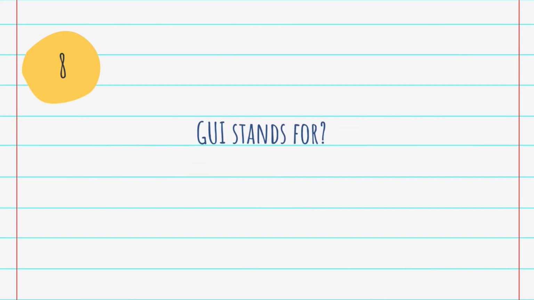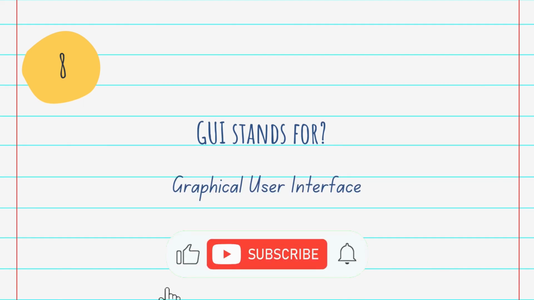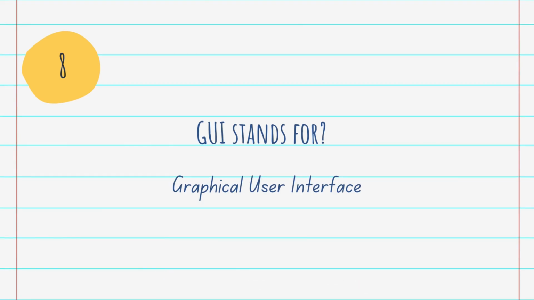Question number 8. GUI stands for. Answer is Graphical User Interface. Graphical User Interface enables a user to communicate with a computer through the use of symbols, visual metaphors and pointing devices.